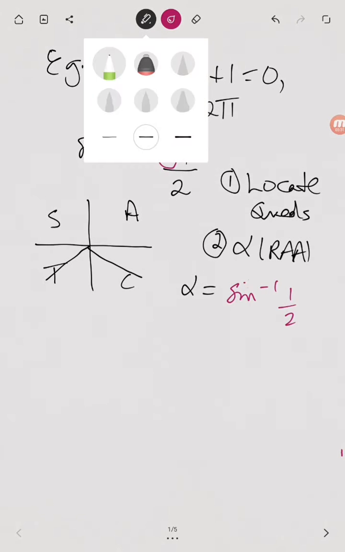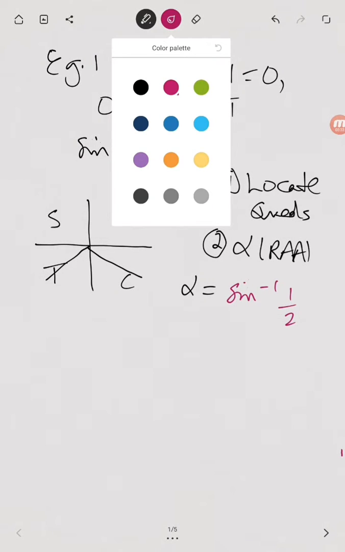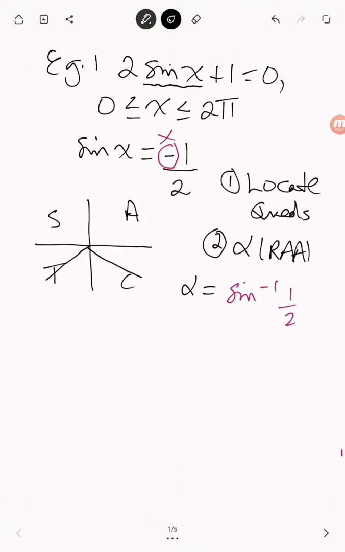In order to find this, I'm just going to go back to black here for a minute. Oh, there we go. We need to use our special triangles, right? So for which angle is the sine 1/2? That would be pi over 6. And we want to keep everything in radians because our domain here is given in radians, 0 to 2 pi. So that related acute angle, pi over 6, goes in this quadrant and this quadrant.